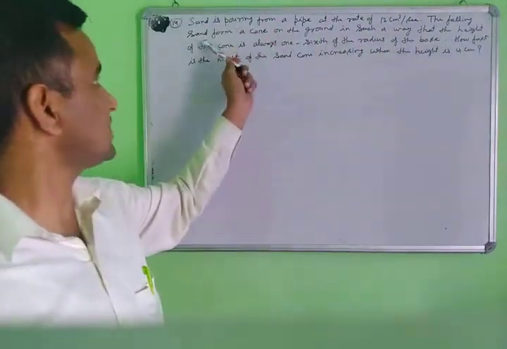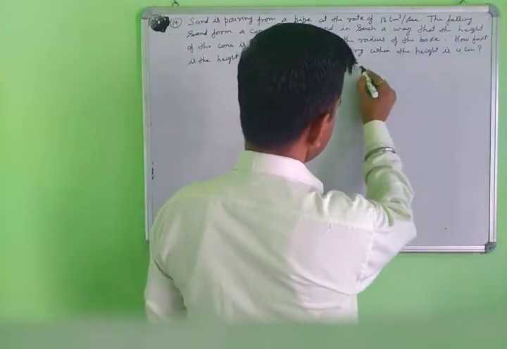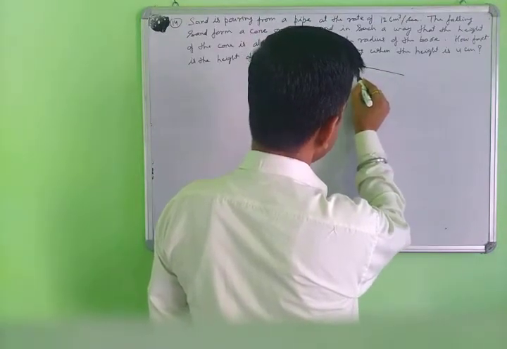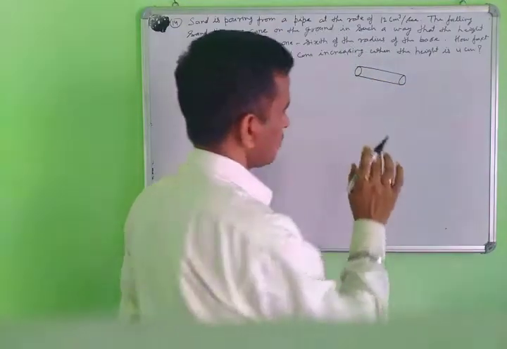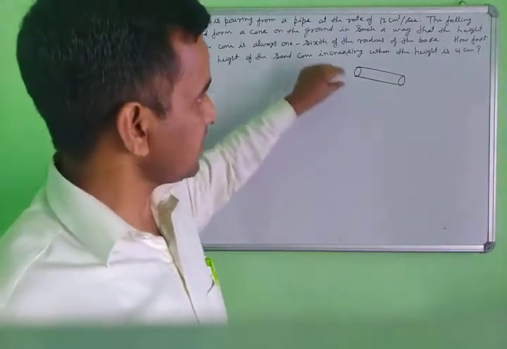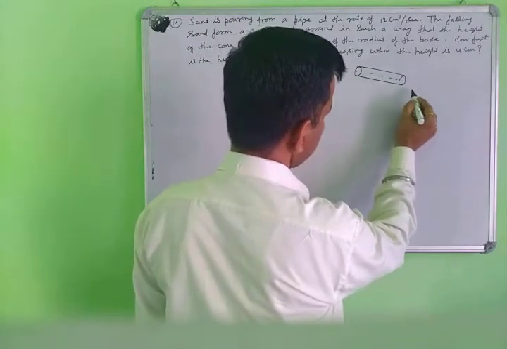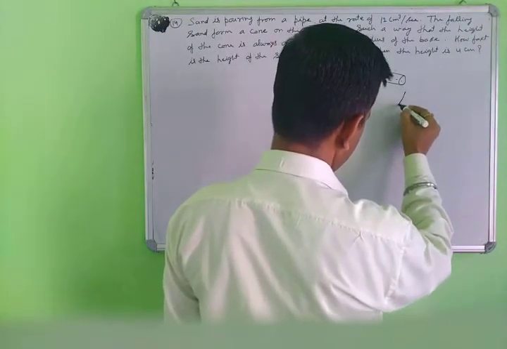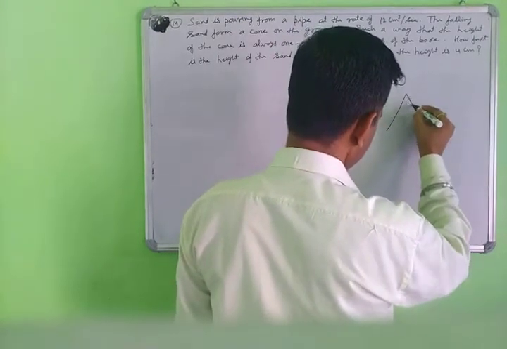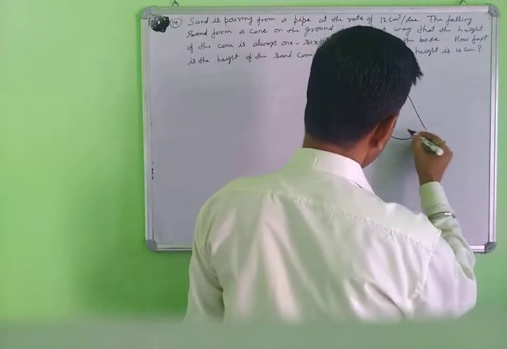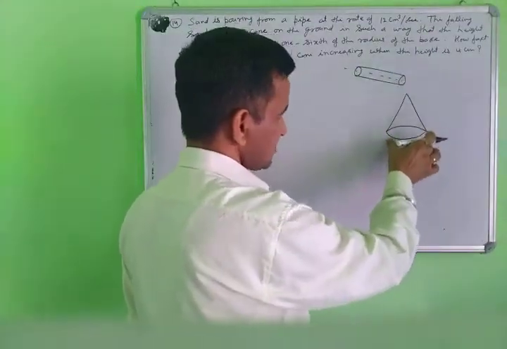Second, the falling sand forms a cone. Suppose this is the pipe. The pipe is not rolled here, we are only pouring with the help of the pipe. You are throwing the sand from here, and this sand will be converted into the form of a cone. When this sand falls on the ground, it forms a heap in the shape of a cone.